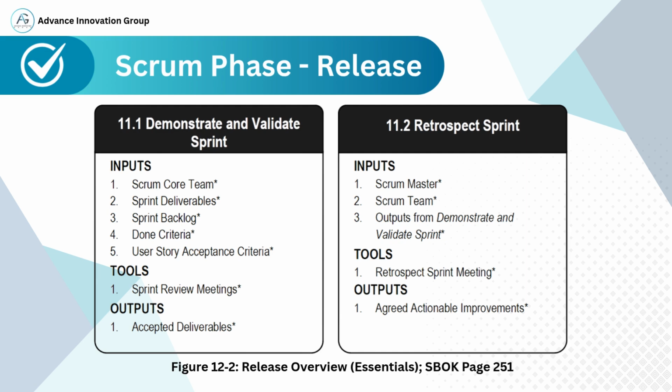Tool: the sprint review meeting, where the team demonstrates the product increment to the stakeholders. It is a collaborative session that includes feedback and validation. Output: the main output is accepted deliverables. These are features or components approved by stakeholders as meeting the required acceptance and quality criteria.